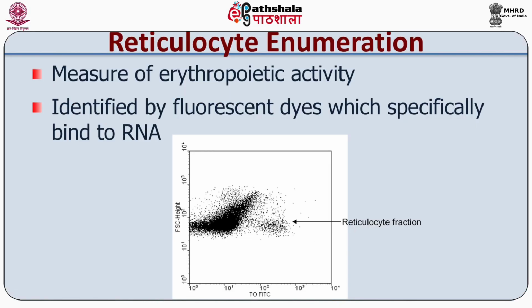Another application is in identification and enumeration of reticulocytes. Reticulocytes are immature red blood cells which contain small amounts of residual RNA. Now, as you are aware, the red blood cells do not contain any nucleus, so we identify the reticulocytes by the presence of this small amount of RNA and differentiate them from the mature red blood cells.